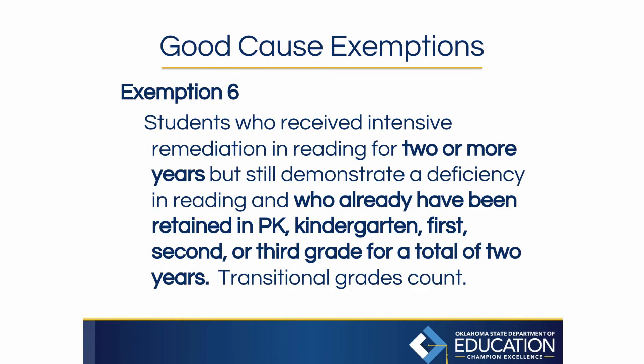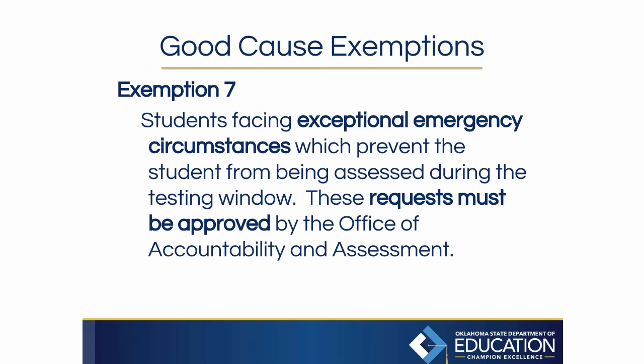Correct. Okay, good cause exemption number 6: students who received intensive remediation for 2 or more years and have already been retained for a total of 2 years. And again, transitional grades count. So if they've received intensive remediation for 2 years and then they were retained in kindergarten, also went to a transitional grade, and then went to first grade, that would be a total of 2 repeated years, then they would be exempt from the retention law under good cause exemption number 6.